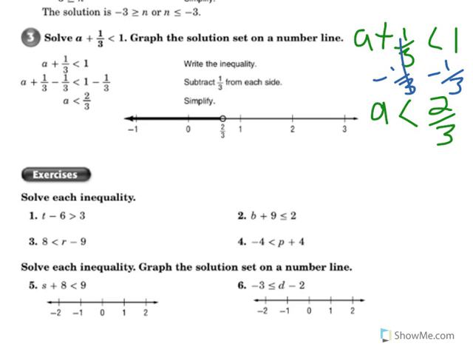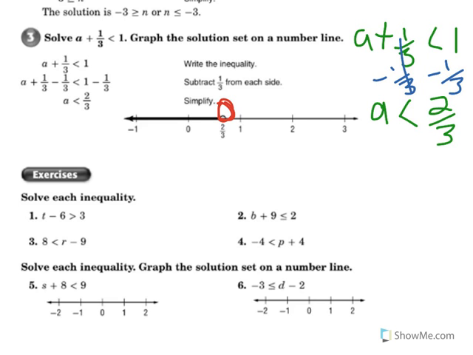Whatever it's less than, you go to that item. So take a look at this. If it's less than 2/3, you go to 2/3 and you're going to put a circle. I'll talk about why it's a circle in a minute. You're going to put a circle at 2/3. And remember, 2/3 is between 0 and 1.